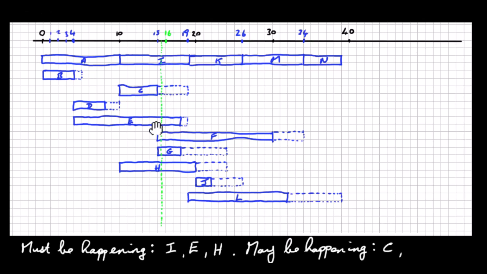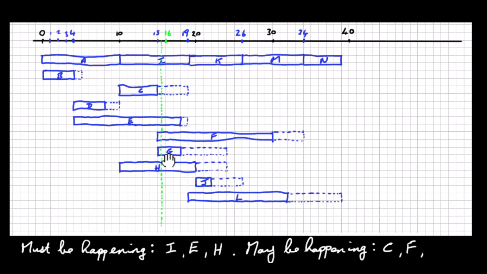Let's continue on down. Well, we've already done E. What about F? Well, F, in this situation here, F is happening, but F could be pushed out to the right here by 1, 2, 3, 4 days, in which case the green line would not intersect F. So F is another activity that may be happening.